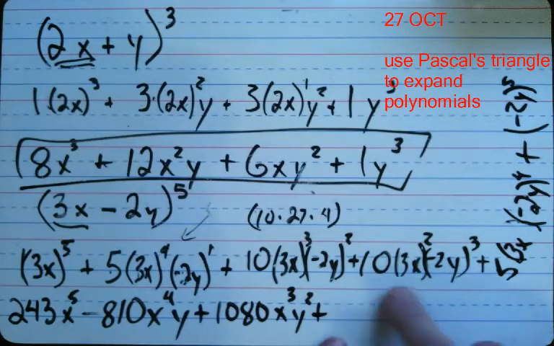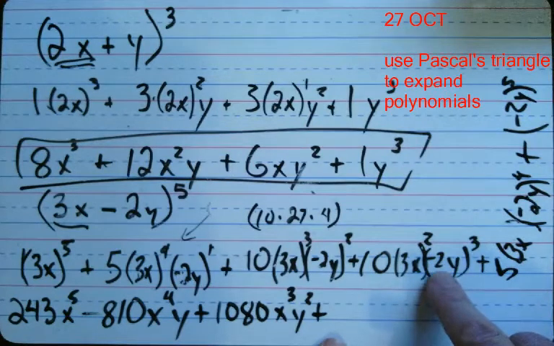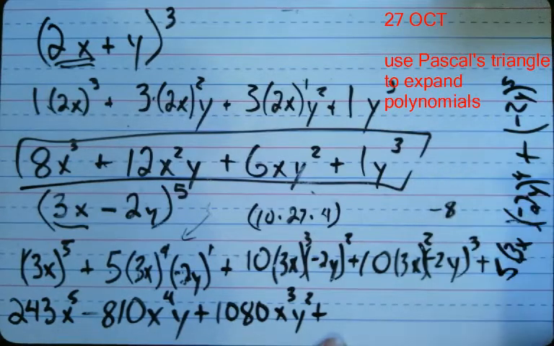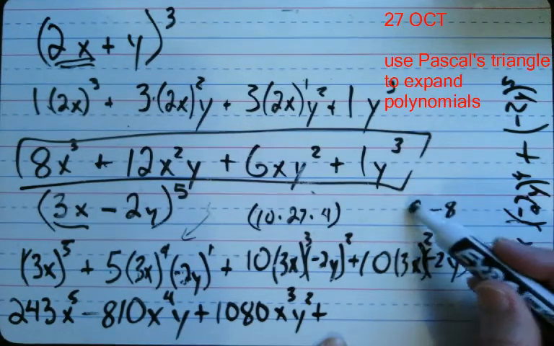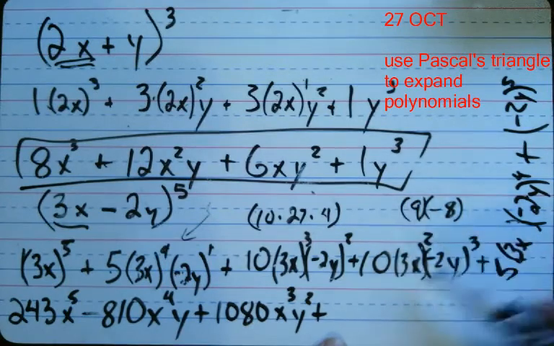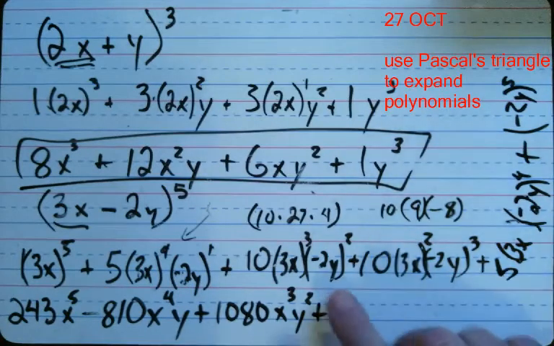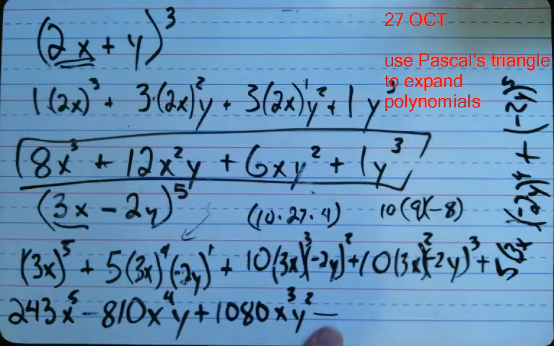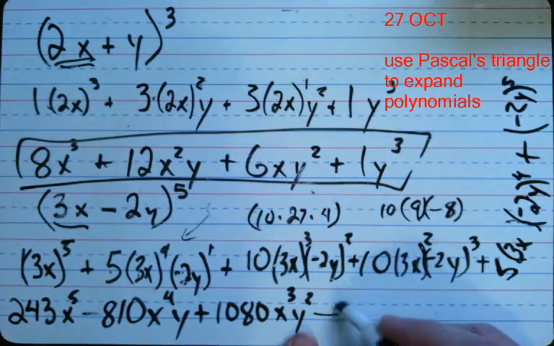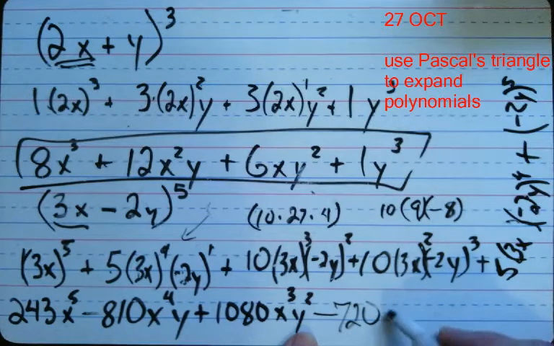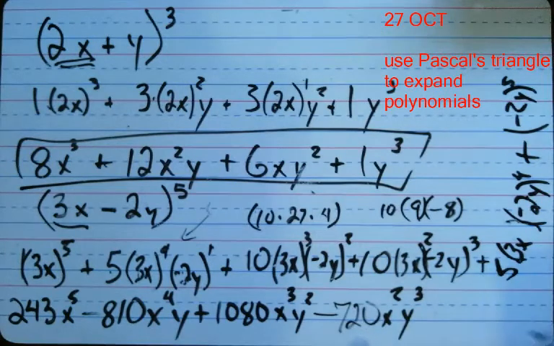So now we're doing the next one. This one is negative 2 to the third. So negative times negative times negative, that would be negative 8. 3 to the second, that's positive 9. And then times 10. So 9 times negative 8 times 10, that's going to be negative. So this one's going to be subtraction. So negative 8 times 9 times 10 turns out to be negative 720 x squared y cubed. Oh joy, we're getting down to it.